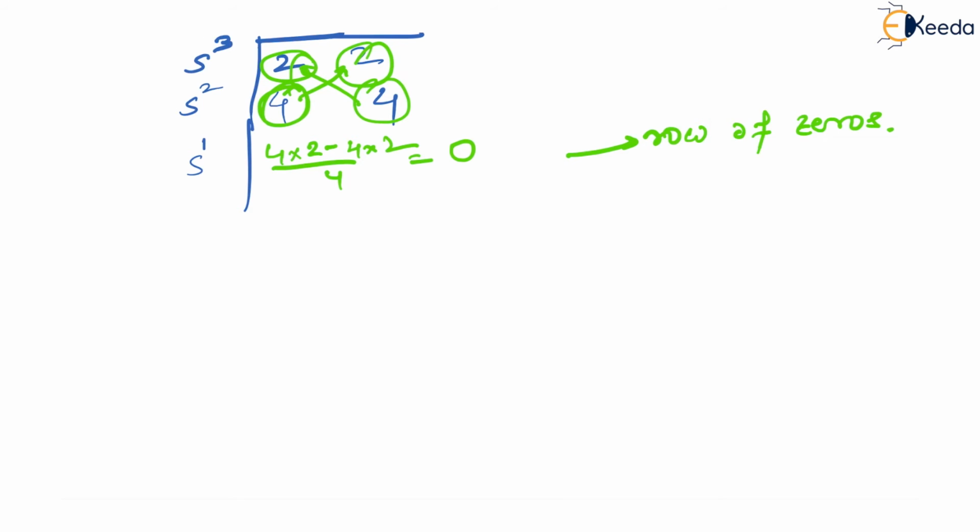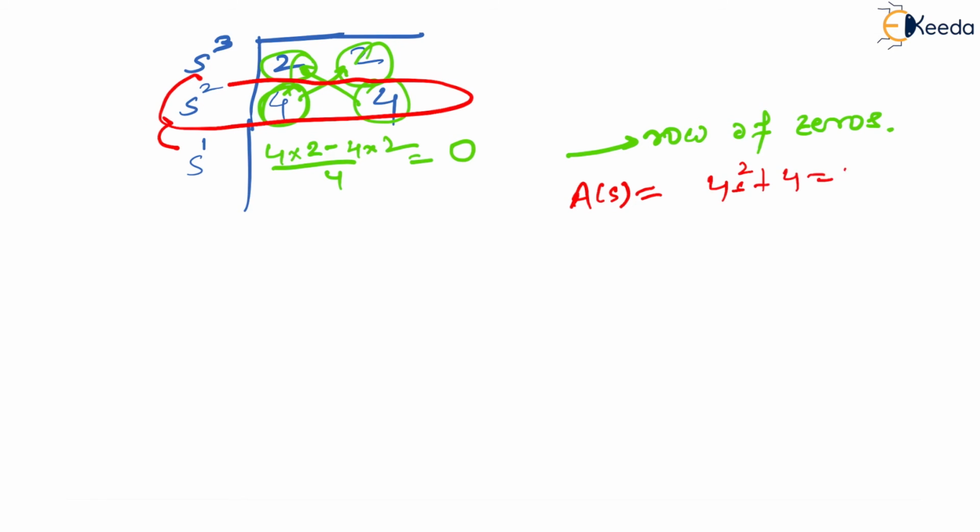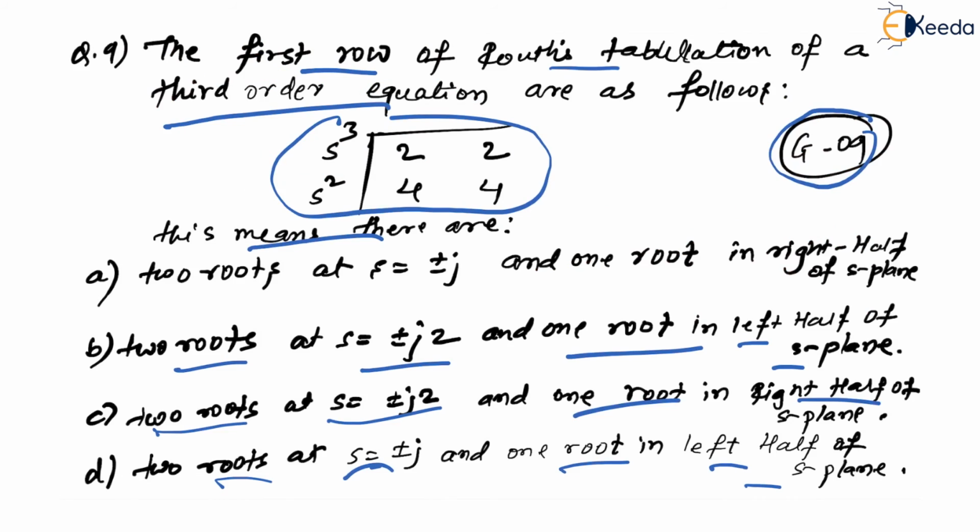What do we do then? We take the immediate previous equation, which is this, and we call this equation the auxiliary equation. So what is the auxiliary equation here? A of s is equal to 4s squared plus 4 equal to 0. So from this you get s equal to plus minus j. What does that mean? It means that definitely there are poles at plus minus j, right? So definitely this is not the answer, this is not the answer.